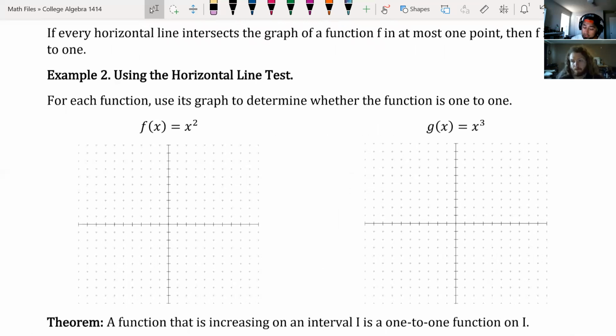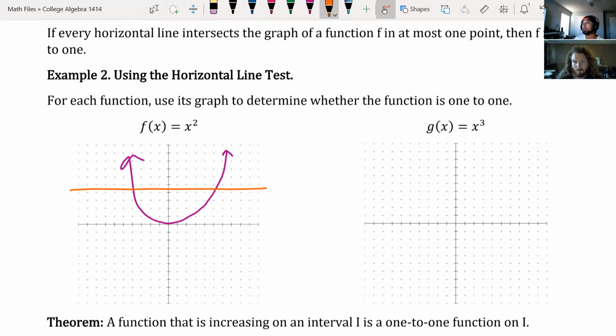Here, f of x equals x squared. We know what that looks like. X squared looks like this. If I were to draw a horizontal line through it, we would intersect it twice. So this means that x squared is not a one-to-one function.